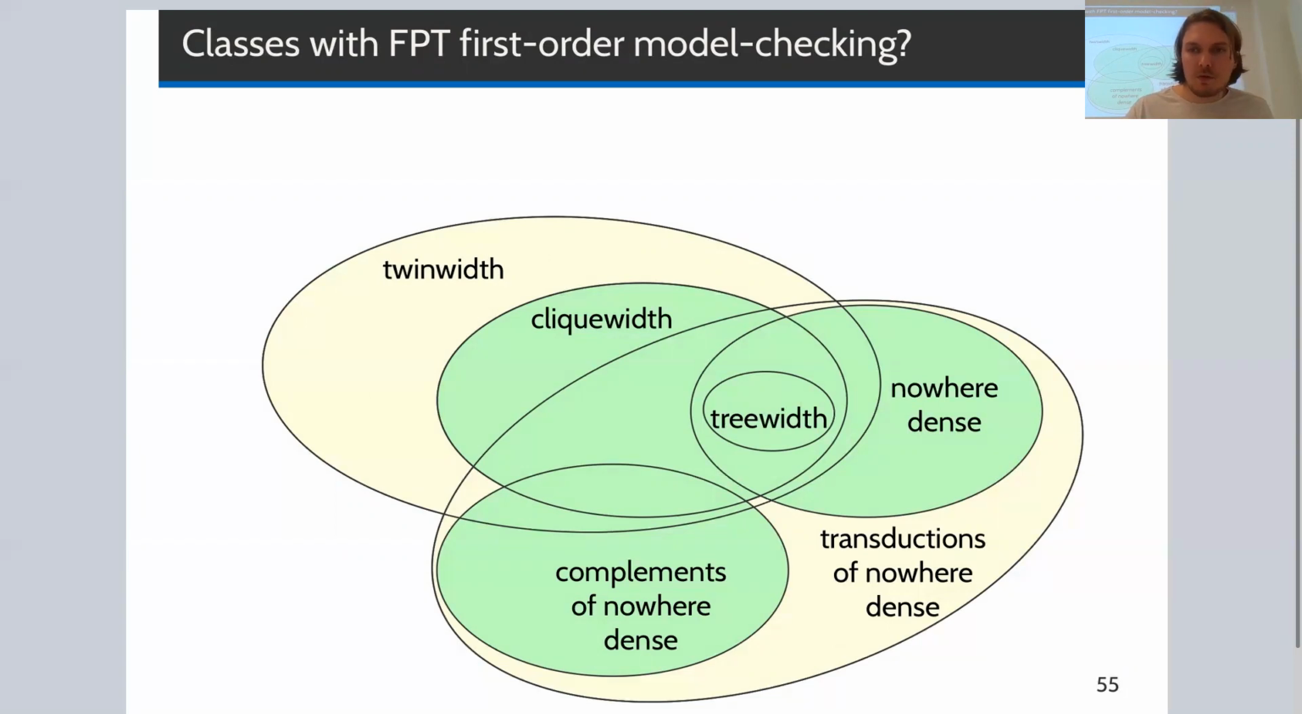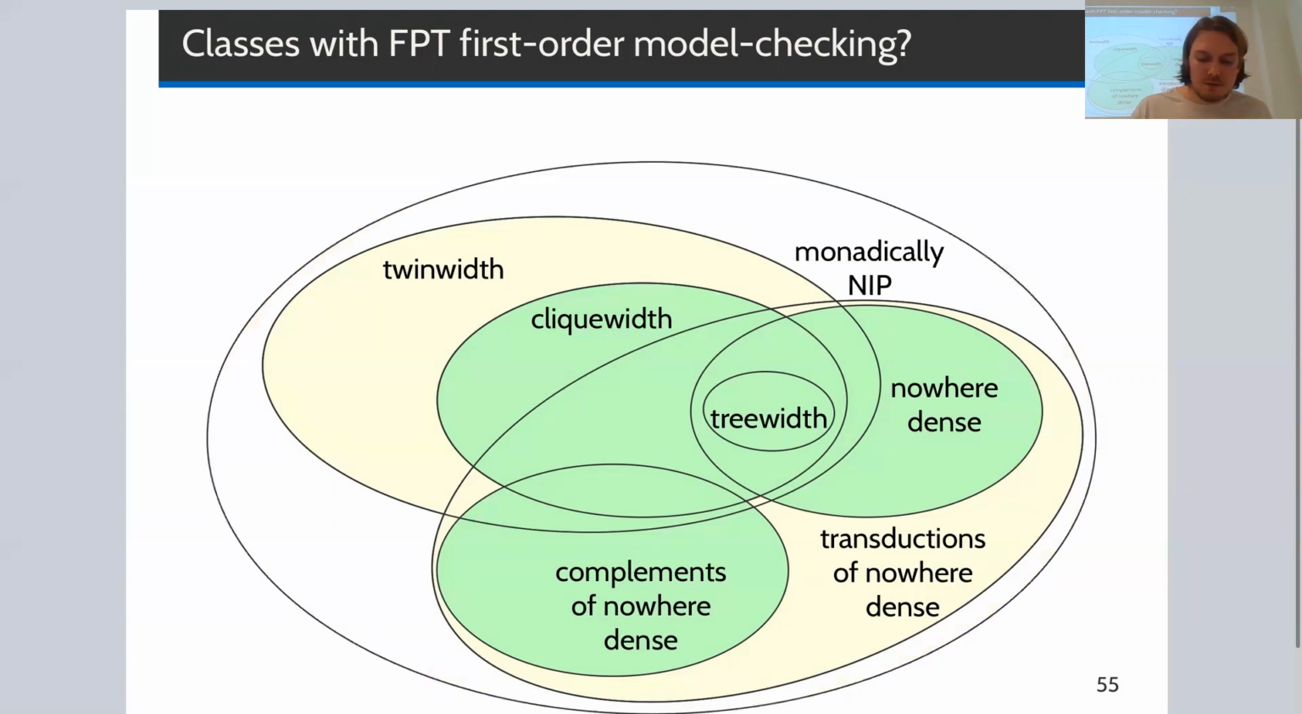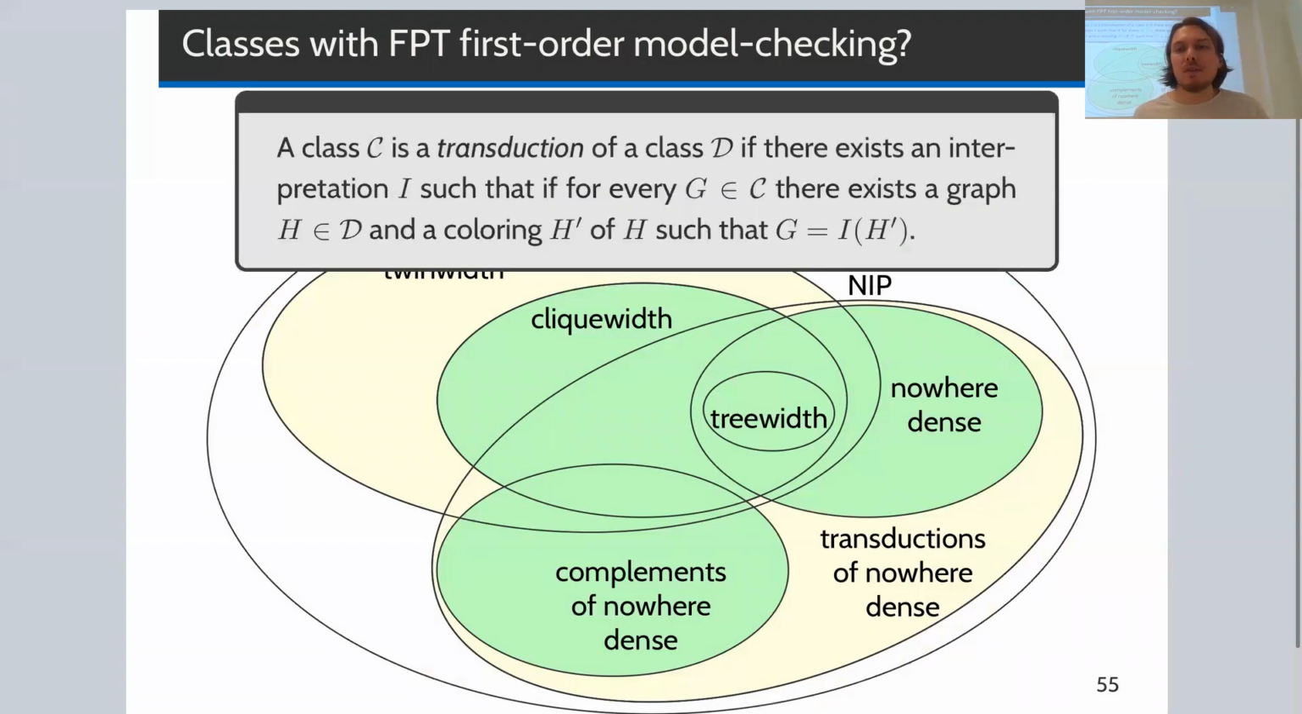And this is almost the complete picture. So we're of course hoping for a big unifying theorem, a measure of graph classes that captures both twin width and transductions of nowhere dense graph classes. So something that looks like this, a big width measure that contains everything where first order model checking is tractable. And it has been conjectured that this is something that we call monadically NIP. And let me give you a definition of this again.